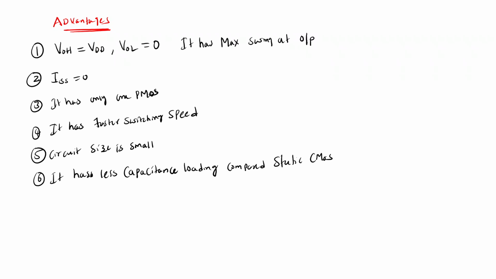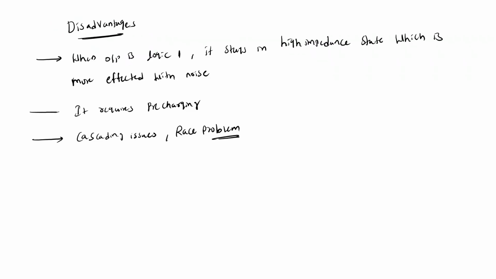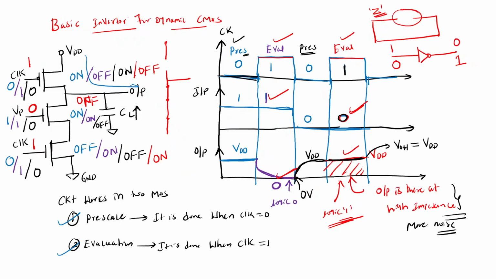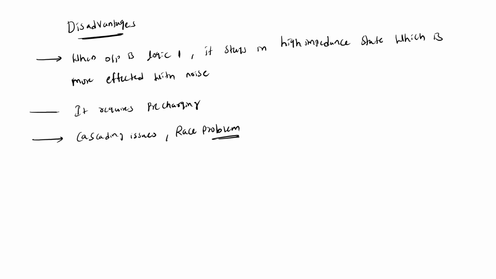Circuit size is also small. Why? Because you are using only one PMOS, and it has less capacitance loading compared to static CMOS. The disadvantage is that when the output is logic 1, it goes into a high impedance state, which is more prone to noise; it is more affected by noise. And it requires pre-charging. So before you give the input, it should be operated in pre-charge mode.